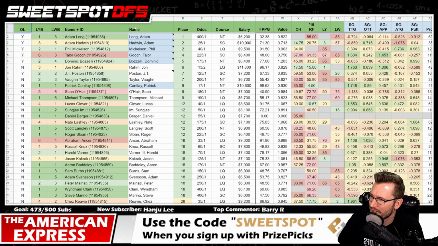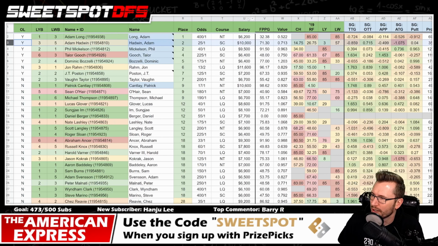I don't have... oh, I do. Salaries are way over here. Adam Hadwin, $10,000. He was a stroke chain... oh, he wasn't a stroke chain 3. Let's see. Stroke chain 3 would have been positive off the tee and negative putting.